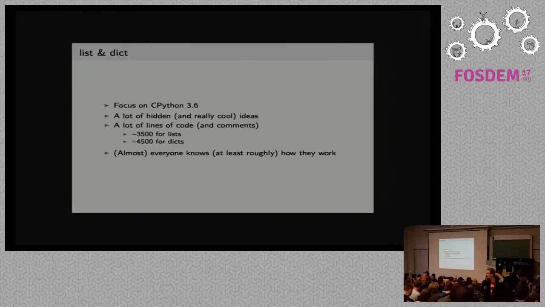Lists and dictionaries are used a lot, and they seem pretty easy to use. But actually, they have lots of hidden and really cool ideas behind them. So we'll try to dig into them today. They're made up of lots of lines of code and lots of comments. So if you want to know more about them, at the end of this presentation, you can go to the Python website and look at the code. It's really well commented, and sometimes very well written.